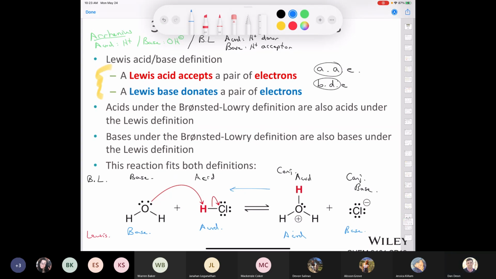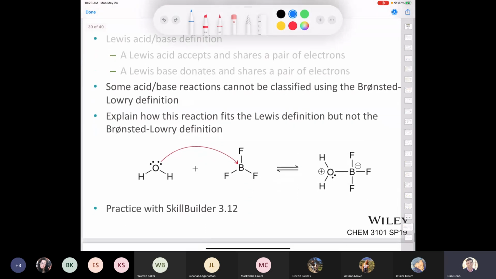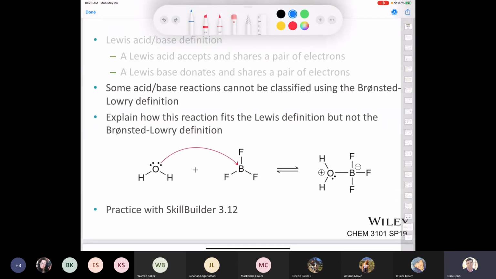Now, water and hydrochloric acid, again, they fall under the Bronsted-Lowry definition, don't they? There's no problem there. There's no issue with that whatsoever. But what if we look at something that's a little bit more complex? It says here in the slide that some acid-base reactions can't be classified using Bronsted-Lowry, and that's why you need to know Lewis acid-base. On the last slide, I know you weren't doing this, but if you're thinking, well, jeepers, if it's the same as Bronsted, why do I even need to know this? Because there are examples that won't fall under the Bronsted-Lowry or the Arrhenius definition.